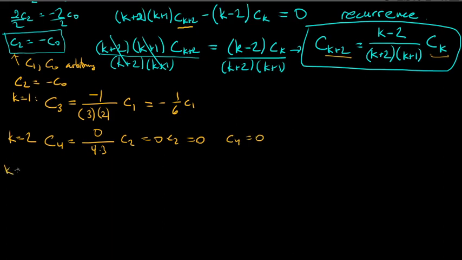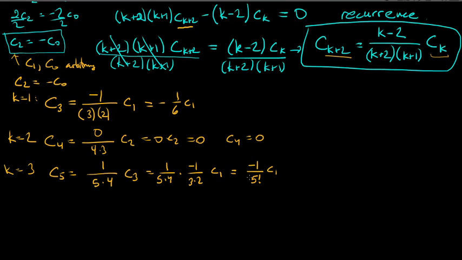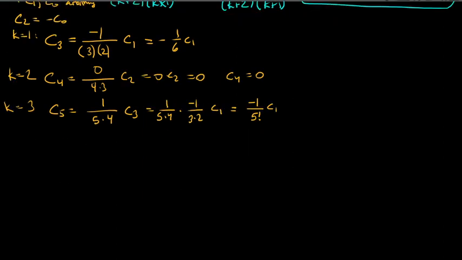Right? Let's go on to k equals 3. So that's going to give us C5. When k equals 3, this is going to be positive 1 over 5 times 4 times C3. But remember, C3 was negative 1 over 6, which was 3 times 2 times C1. So you can see this is going to be negative 1 over 5 times 4 times 3 times 2. That's going to be 5 factorial, right, times C1. Let's keep going until you're absolutely sure you know what the pattern looks like.